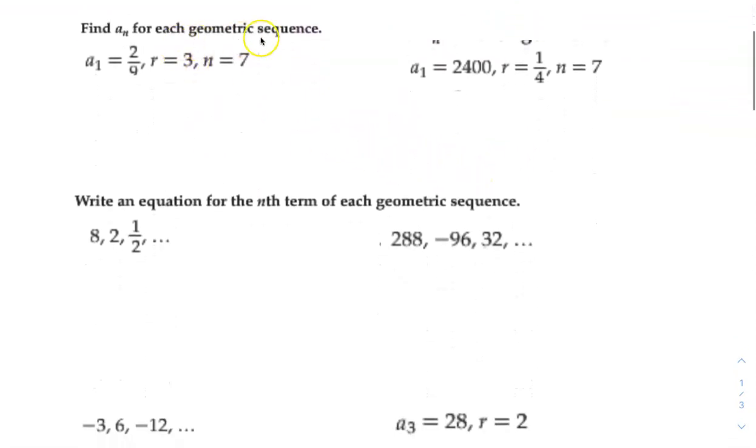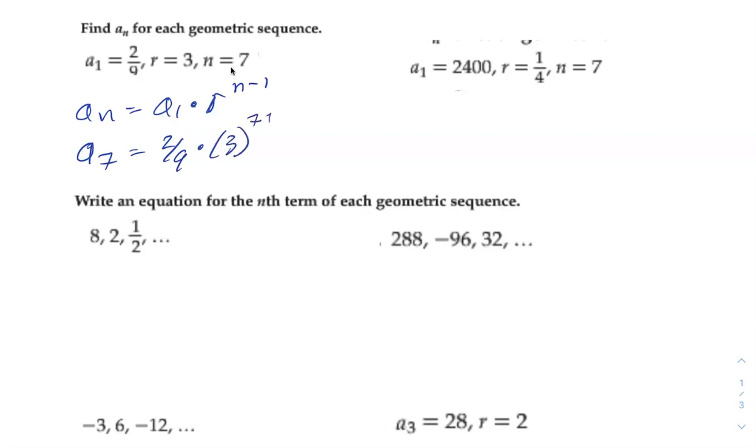Find an for each geometric sequence. So first thing I'm going to do is write the formula: a1 times r to the n minus 1. So that's our formula. What's our first term? 2/9. Where's our r? 3, and n is 7. So we want to find the 7th term. We plug in my first term, 2/9, times my r, which is 3, and we'll plug in 7. So we get 2/9 times 3 to the 6.